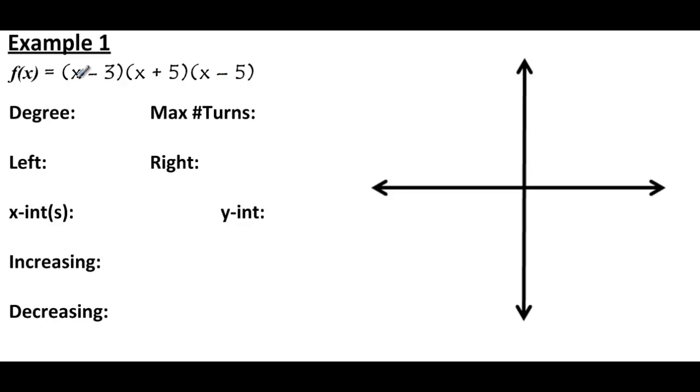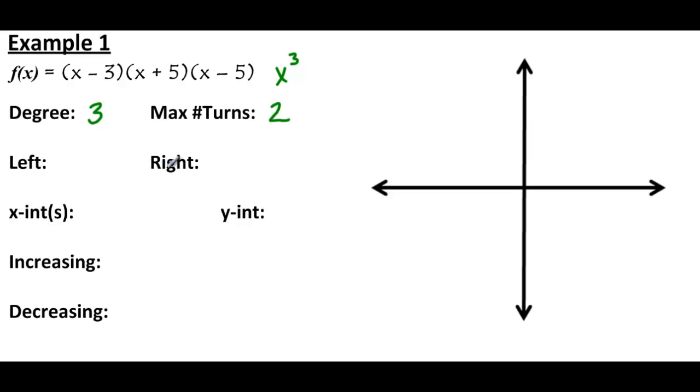Well, I can tell you right now that if I multiply these together, my highest exponent is going to be x squared. If I take an x squared and multiply it by an x, I know I'm going to get an x cubed. So at some point I'm going to have an x cubed as my largest term, so my degree would be 3. Which means my maximum number of turns is always 1 less than this. So I'm going to have no more than 2 turns, or 2 changes of direction, in my graph.